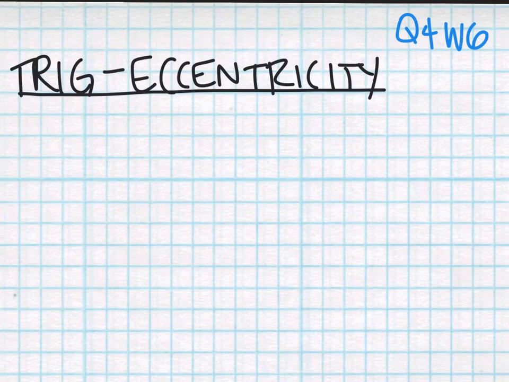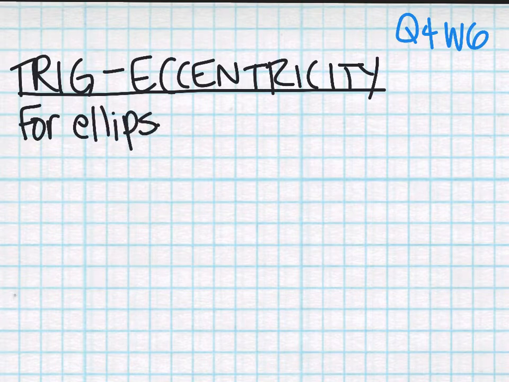Okay, Trig, here we are, Q4, week 6, talking about eccentricity. Eccentricity is a measure that we are going to talk about with ellipses. So it's for ellipses. Not for parabolas or anything like that.